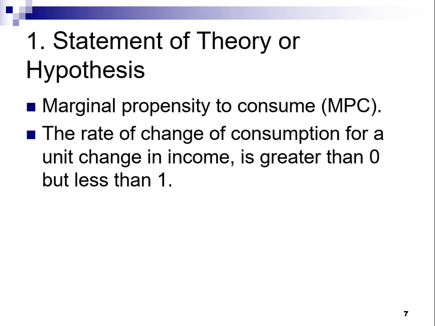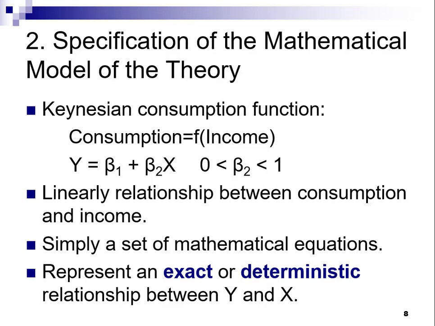Let's look through this methodology in an exact example. Statement of the theory and hypothesis was our first stage. Let's look at marginal propensity to consume. The rate of change of the consumption per unit change in income is greater than 0 but less than 1. The specification of the mathematical model of the theory.